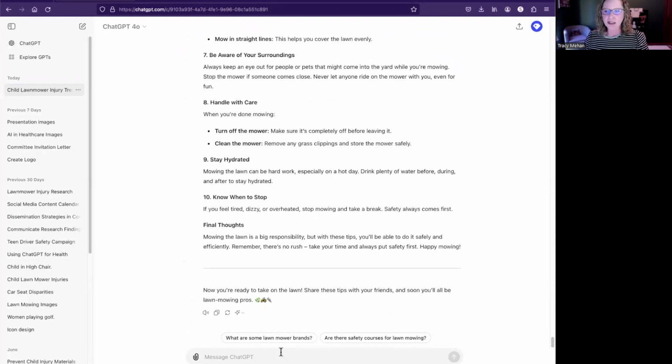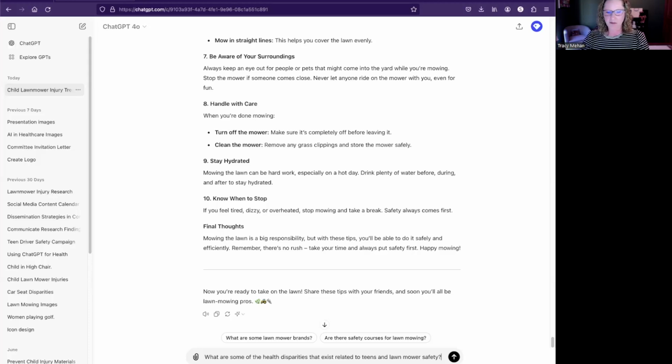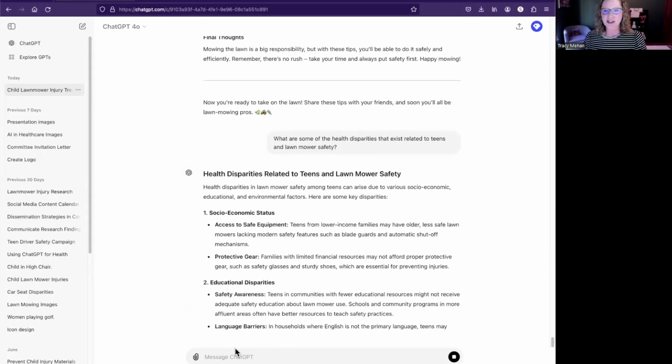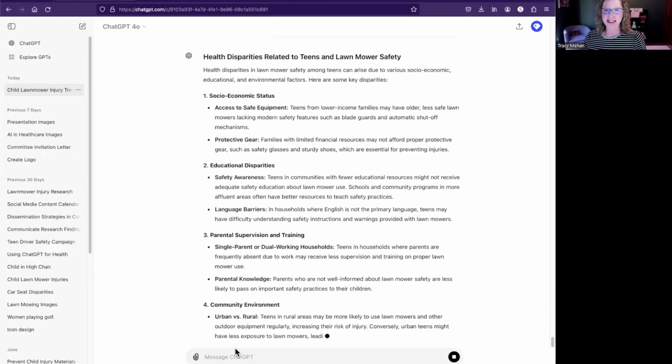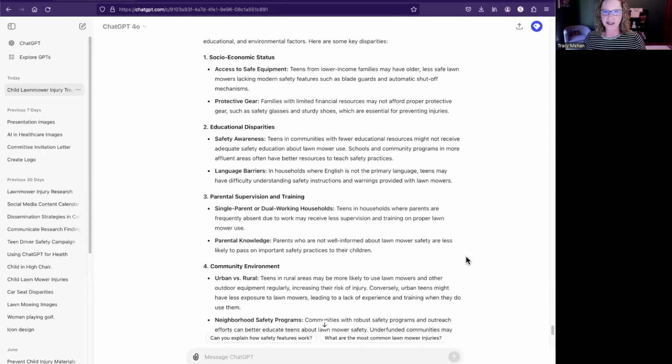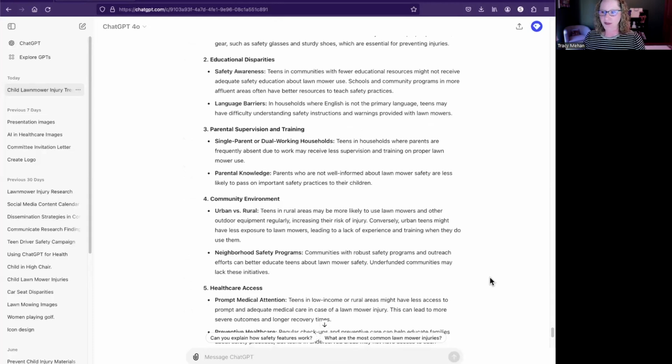Another area that's really important to us and something that we want to focus on is health disparities and differences in health equity. So I asked it, what are some of the health disparities that exist around teens and lawnmower safety? And it started to come up with a list for us. This is not all inclusive. It will be based on what it's trained on, but it was a really good start, and it gave me a great place to start thinking about what some of the health disparities are.